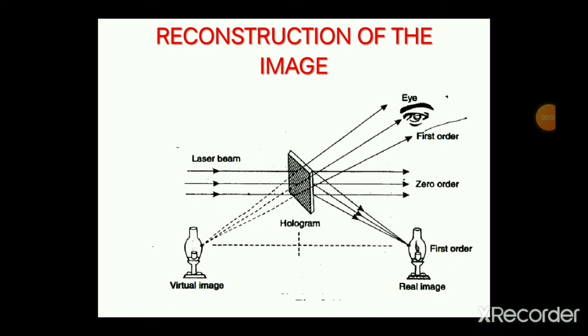Reconstruction of the image. Whenever required, the object can be viewed. For reconstruction of the image, the hologram is illuminated by a parallel beam of light from laser. Most of the light passes straight through, but the complex of fine fringes acts as an elaborate diffraction grating. Light is diffracted at a fairly wide angle. The diffracted rays form two images, a virtual image and a real image.